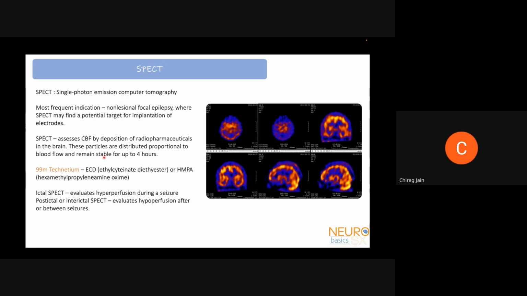So how it works is basically it assesses cerebral blood flow. You have these radiopharmaceuticals that you've already prepared. You inject them at the time of the seizure, and then they get distributed proportional to blood flow in the brain, and they remain stable up to 4 hours. The common material that we use is 99m technetium. Here, what we do is an ictal SPECT, which evaluates hyperperfusion during a seizure. The techniques you can use include a post-ictal or interictal SPECT, which evaluates hypoperfusion after or between seizures. It is important to remember that during a seizure, that area will be hyperperfused, and after a seizure, it will be hypoperfused.